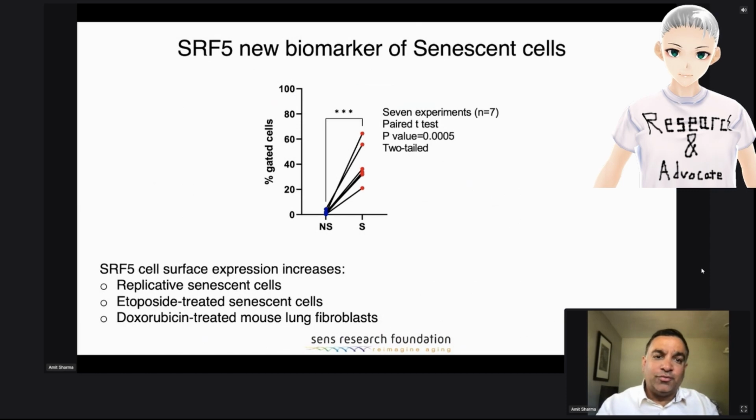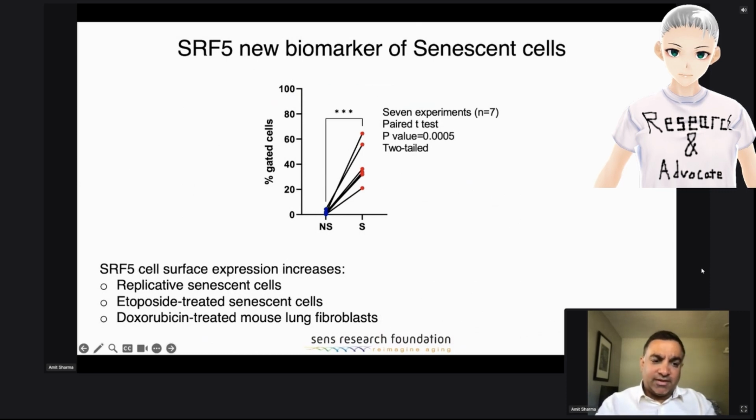And to be able to improve it, we went back to our proteomics and we found another protein called SRF5, which we think can be a biomarker of senescent cells as well. We found SRF5 was significantly elevated on senescent cells. By flow analysis, we compared the expression of SRF5 in IMR90 cells that were made senescent by treatment with doxorubicin, and we found it was significantly elevated on the surface of the cell.